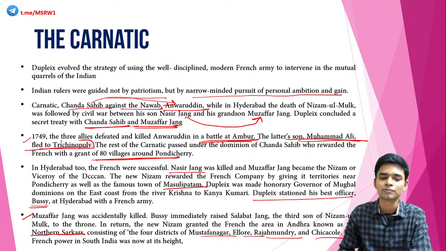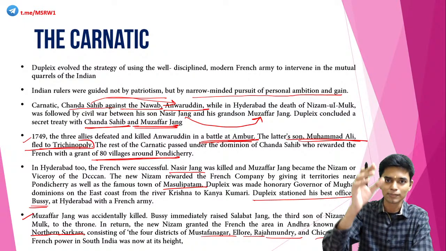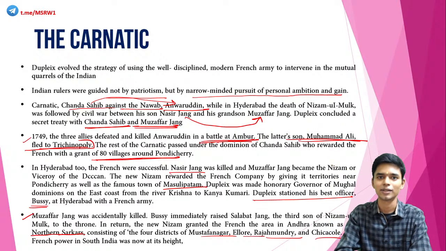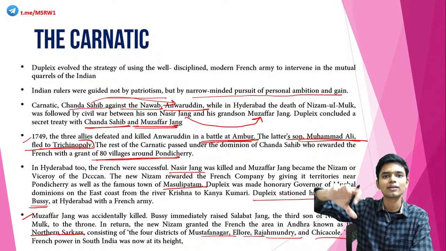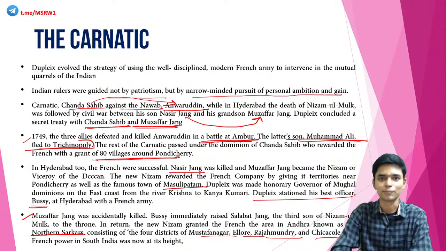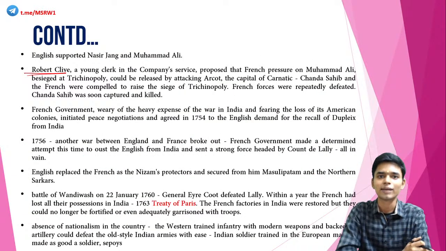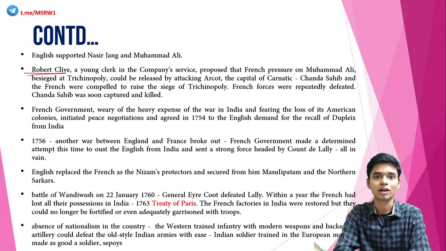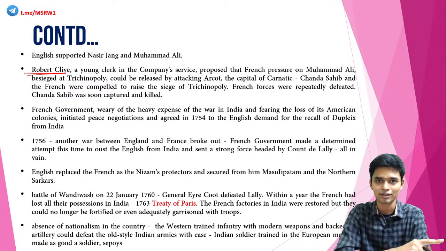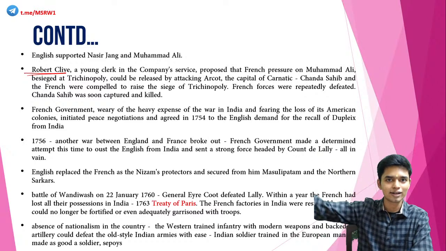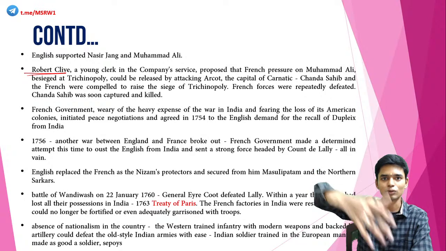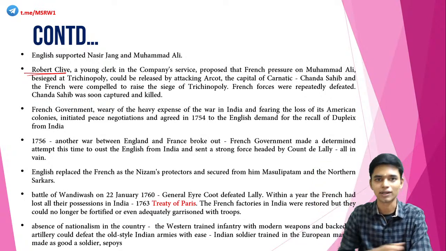to Trichinopoli. And Trichinopoli was besieged by France. The ruler's son was still alive, and he could claim power anytime. So in order to prevent that, the French had besieged Trichinopoli. Robert Clive came up with the idea to attack Arcot, which was the capital of the Carnatic. If the capital was attacked, the French troops would have to abandon the siege of Trichinopoli and come to Arcot to reclaim their capital.